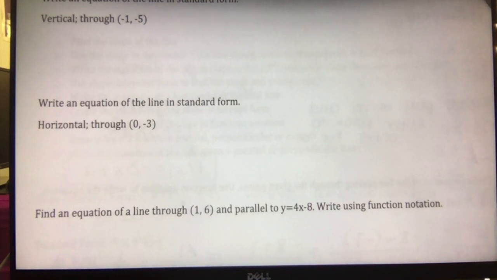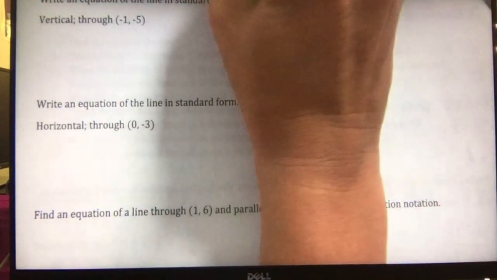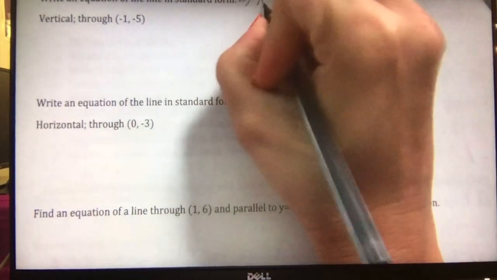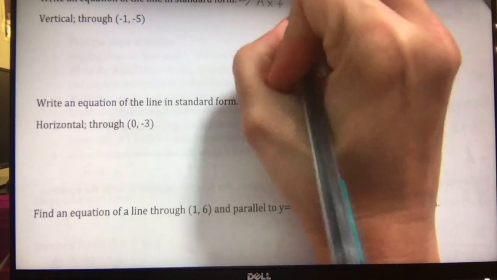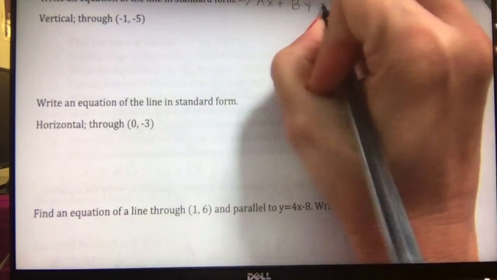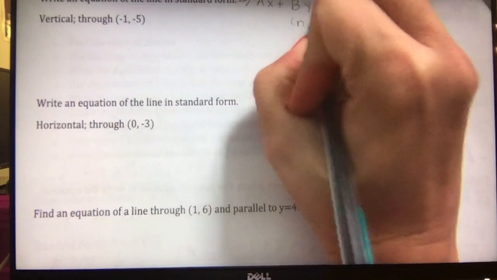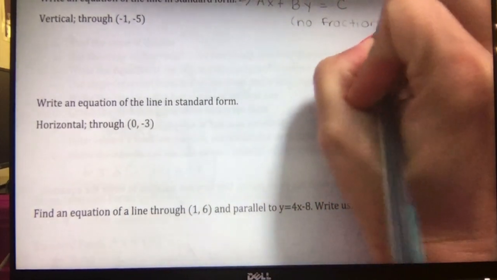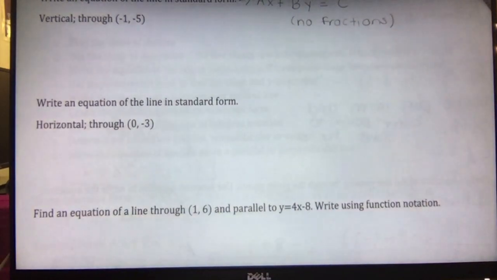All right, so it asks us to write the equation of the line in standard form. Remember, standard form is ax plus by equals c, with no fractions. In other words, we have our variables on the left-hand side, and it equals some number.